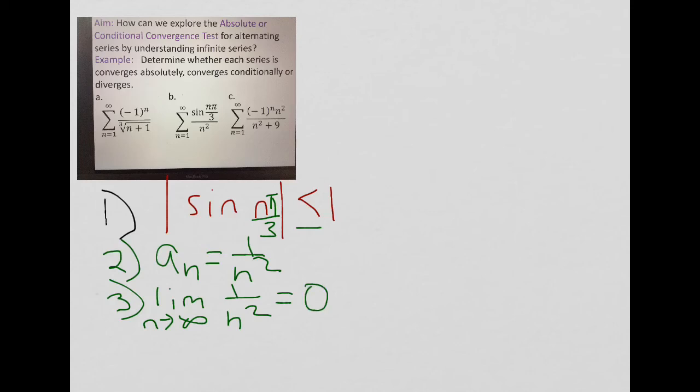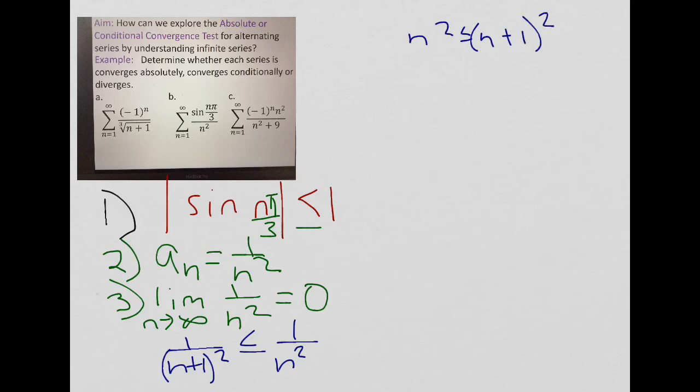If we take the n plus 1th term and compare it with the nth term, it should be less than or equal to that. So if we cross multiply to solve, then we can take the square root on both sides, subtract n, and this holds true. So by the alternating series test, this converges.